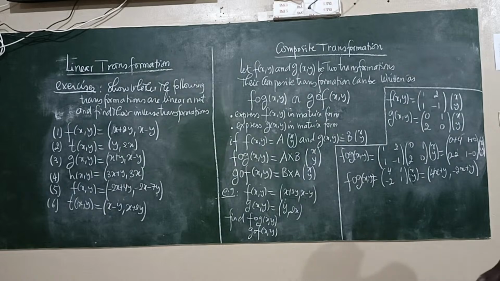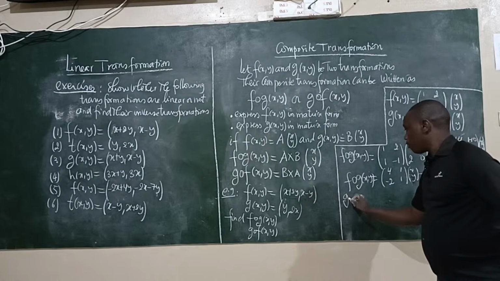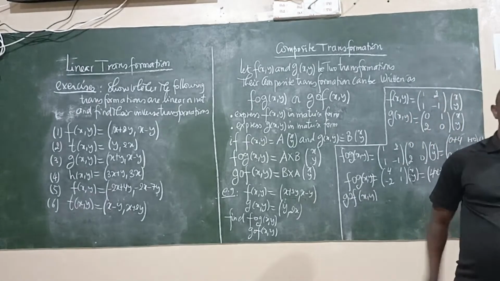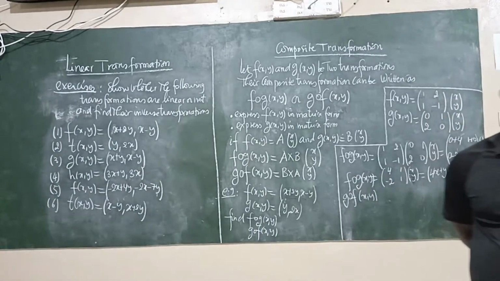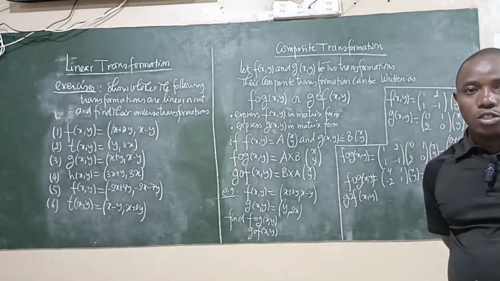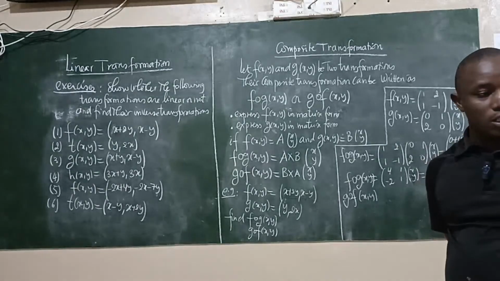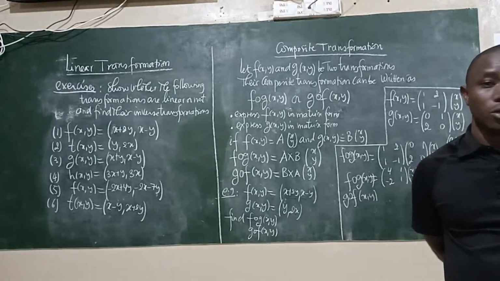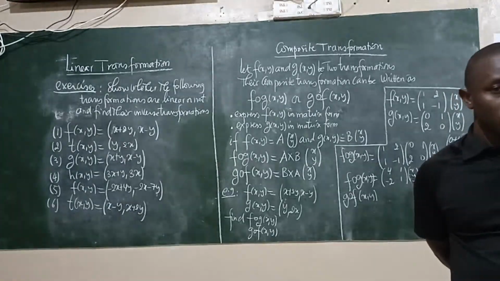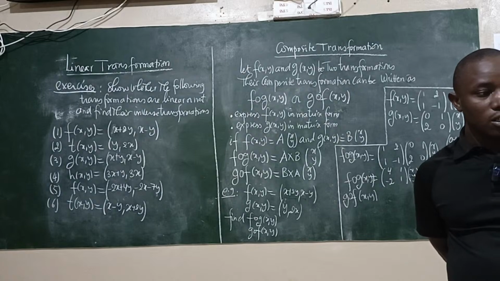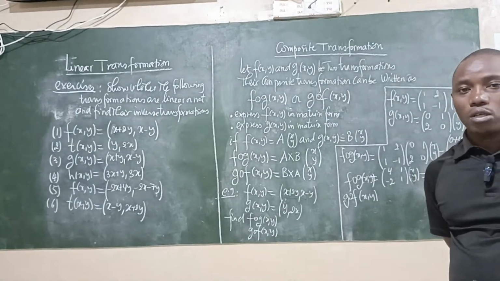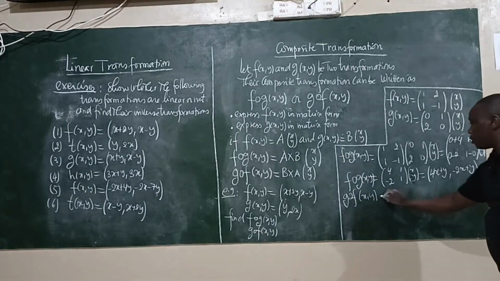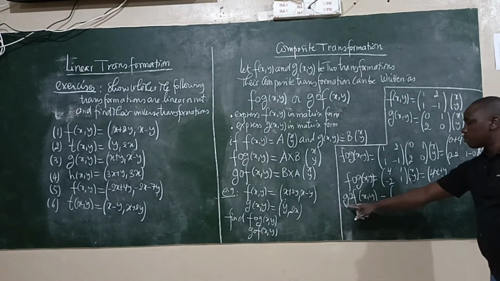Now, let's look for g∘f(x, y). You know that the product of two matrices is not commutative. When the product is commutative, the matrices are said to be commuting matrices. I hope you know that.